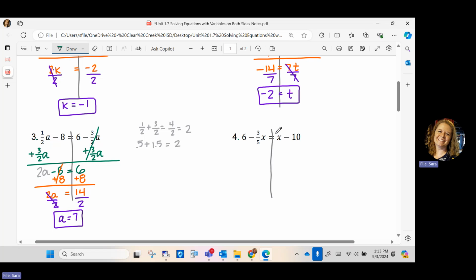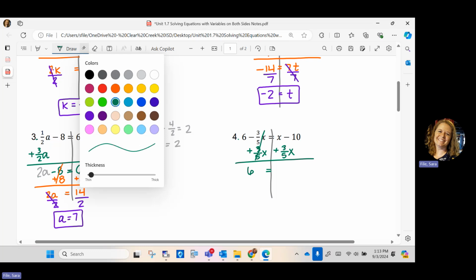If there's no number in front of X, what is it? What's the imaginary number here? A 1. It's an understood 1. Okay, so this is 1x, and on the left, it's -3/5 x. So -3/5 is smaller than 1. So that is the smaller number, so I'm going to move it by adding. I'm going to add 3/5 x, which on the left is going to leave me with 6.